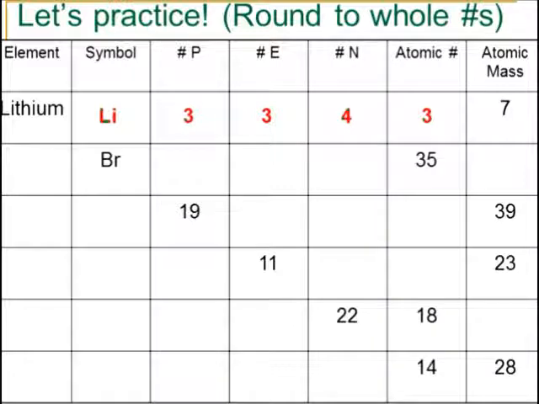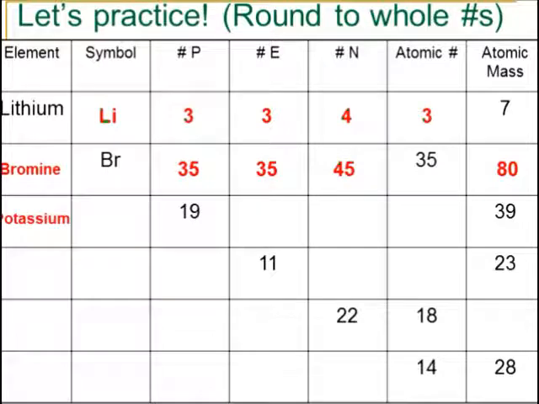Okay, Br, that would be bromine, has 35 protons, 35 electrons, because our atomic number is 35. The number of neutrons would be 45, so if we say the number of neutrons plus our atomic number, which tells us the number of protons, that would give us an atomic mass of 80.